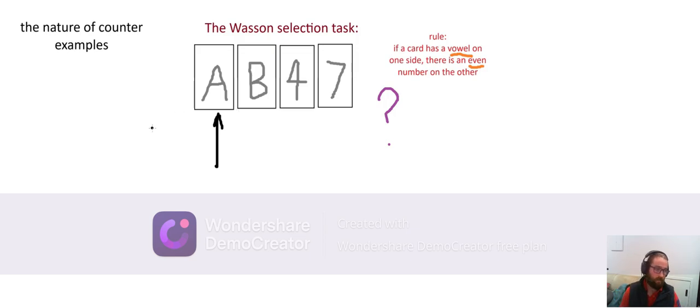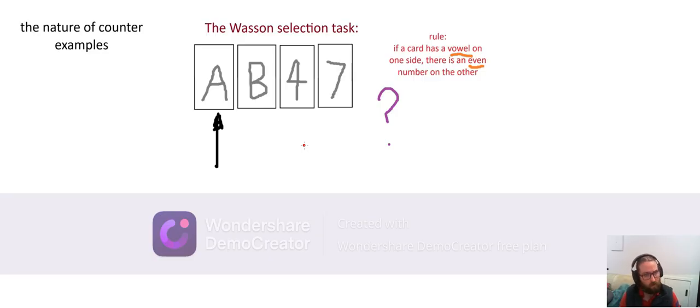Now, this is actually the second most common wrong answer, to just pick A. A is one of the valid cards, but there's one other card. I'll start with why 4 is not correct. The reason why 4 is not correct is because, well, think about it. What else could be on the other side of the 4 card? Either a vowel or a non-vowel, which is a consonant.